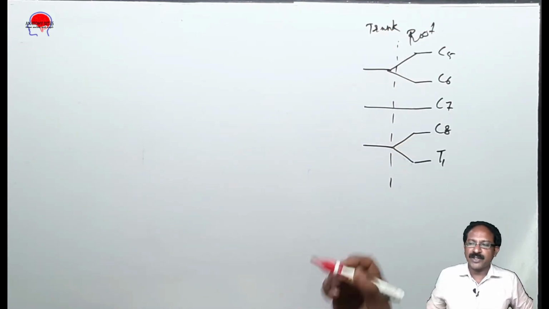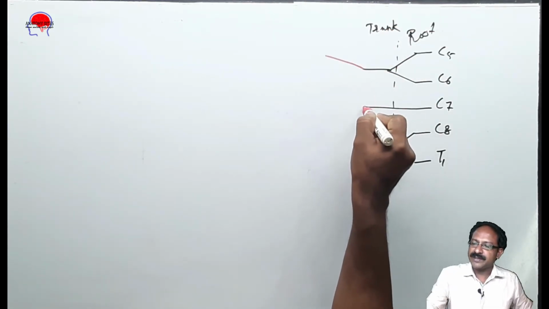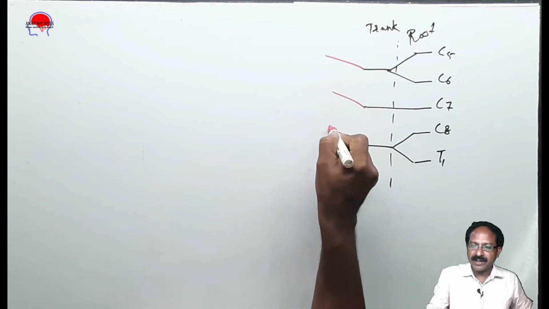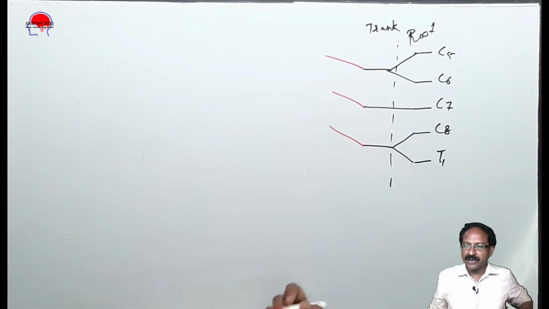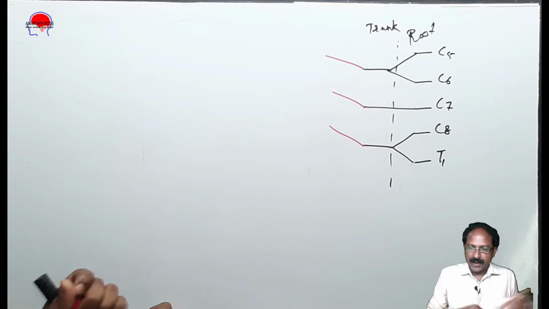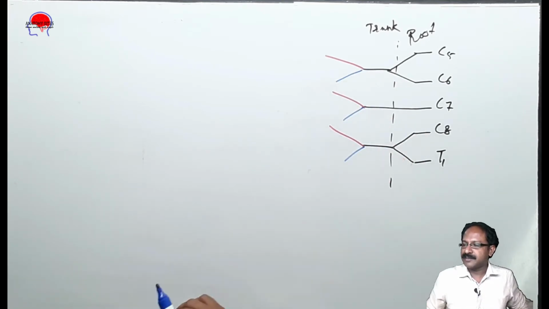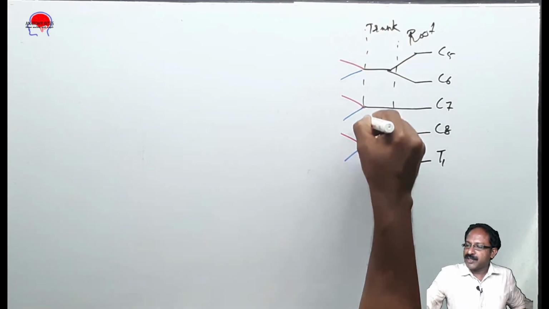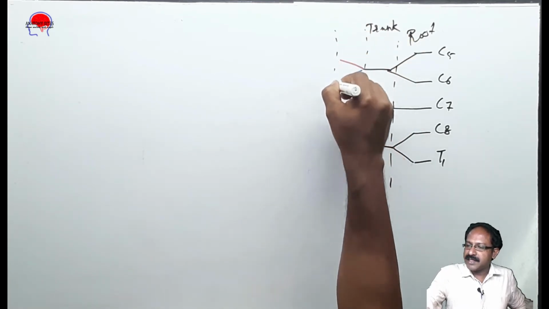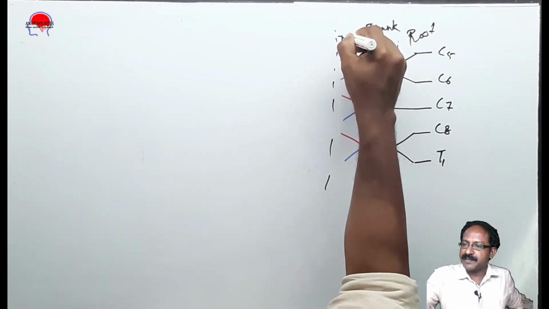Each trunk divides into an anterior division. I am giving red for the anterior division of all the 3 trunks. The posterior division. So here is trunk and this is division.